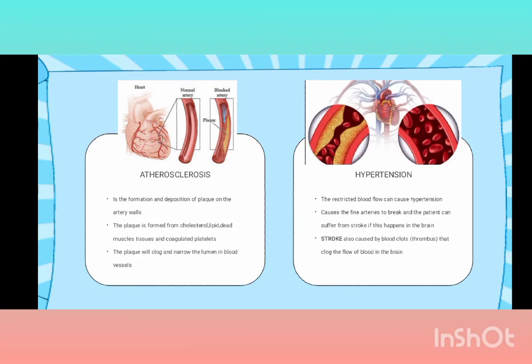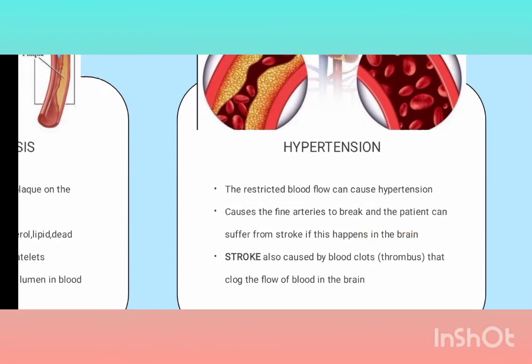Second, hypertension. The restricted blood flow can cause hypertension, which causes the fine arteries to break and the patient can suffer from stroke. If this happens in the brain, stroke is also caused by blood clots, thrombus, that clog the flow of blood in the brain.